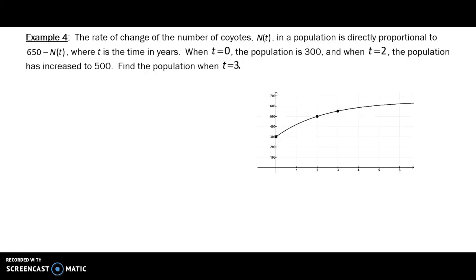This is example 4 in section 6.3. The rate of change of the number of coyotes in a population is directly proportional to 650 minus n of t, where t is the time in years, and you can read the rest of it. We have this equation then, dn/dt is equal to 650 minus n times some k. That is what this sentence is saying.